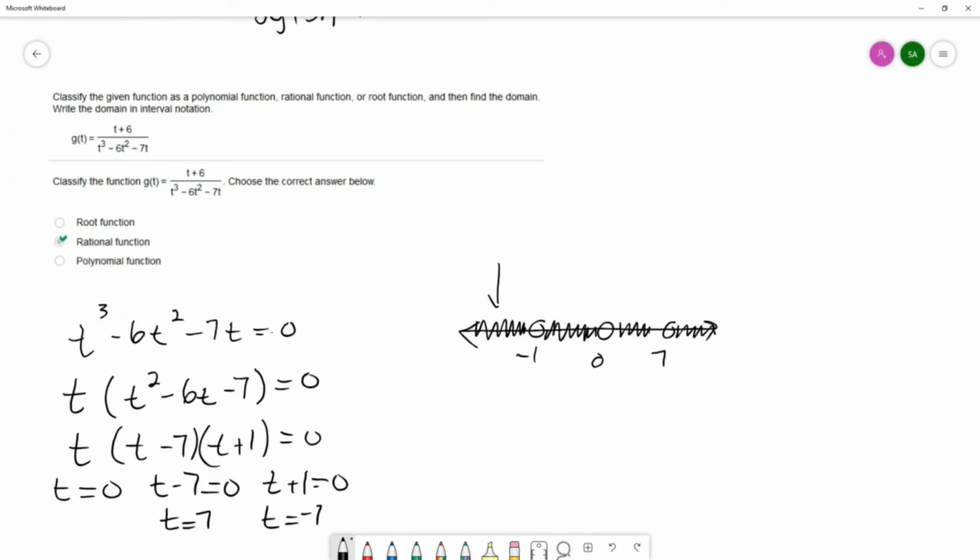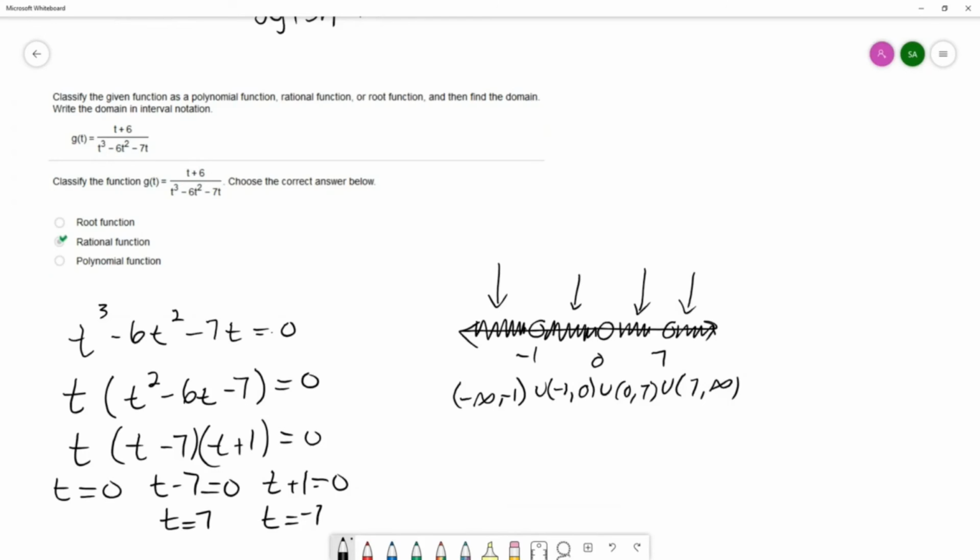Each one of these sections needs to be written in interval notation. So the first section has a lower bound that would start at negative infinity and would stop when we get to that open circle that I've drawn, that value that we're going to exclude. Then the next one is going to start at negative 1 to 0. The next one goes from 0 to 7, and the last one goes from 7 to infinity.